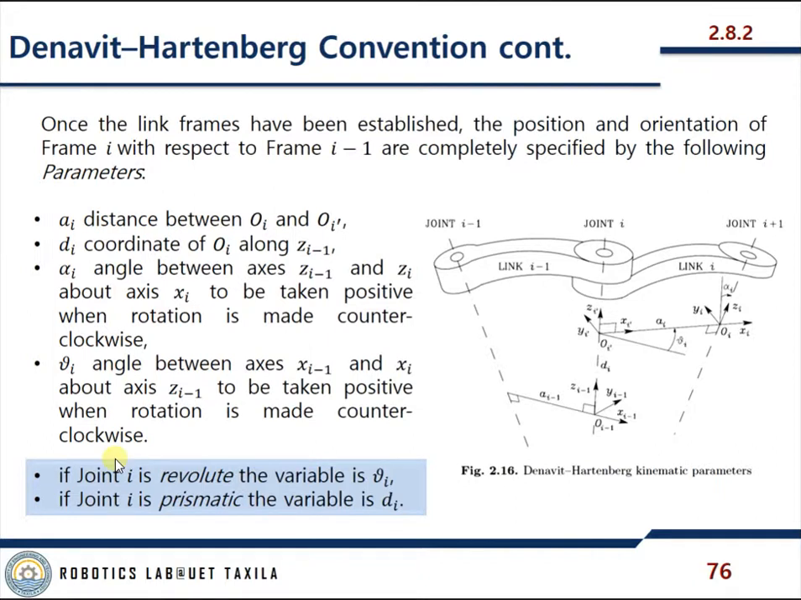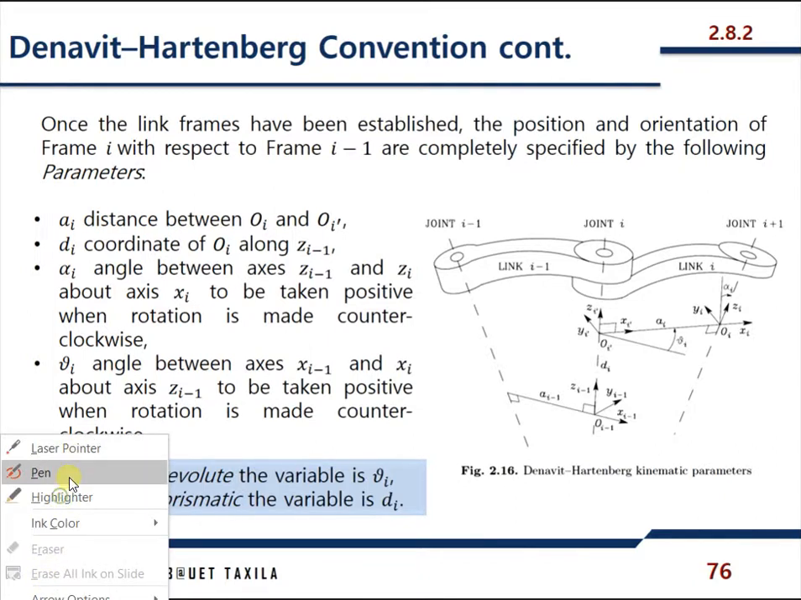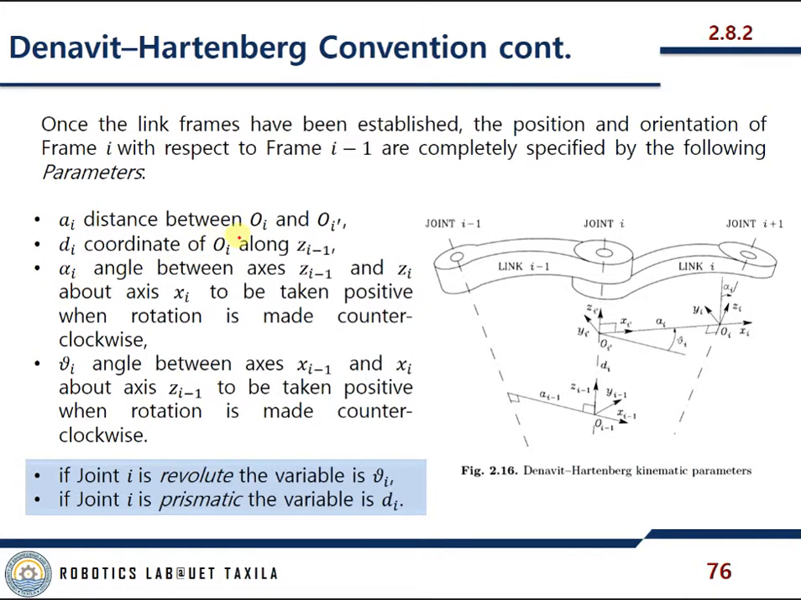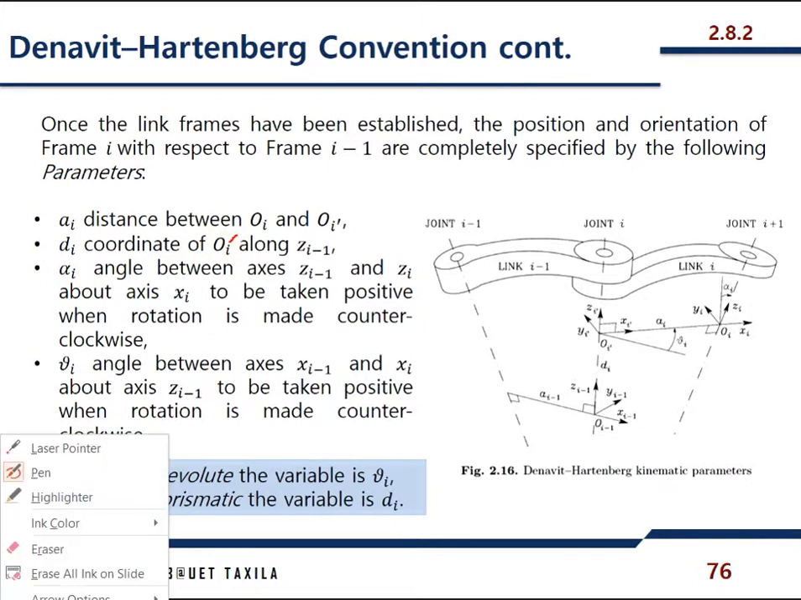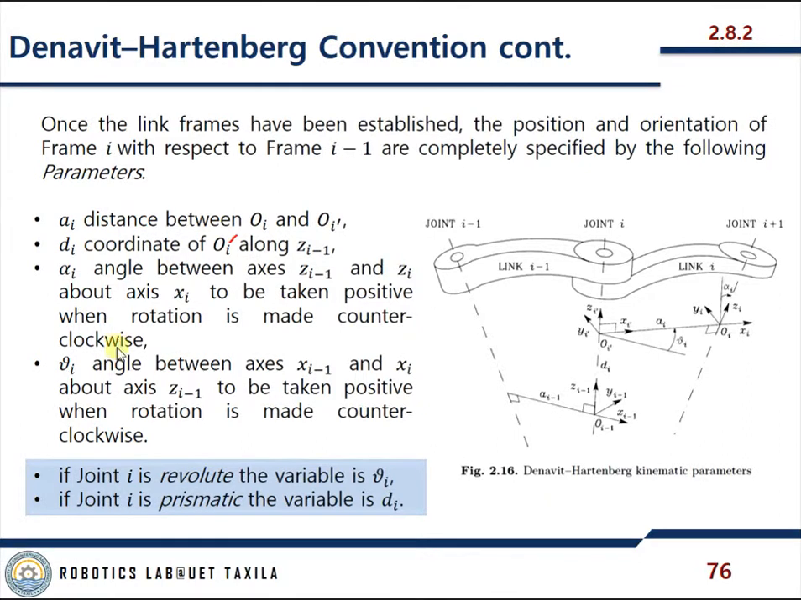I'm going to put this dash over here, on this one. Alpha i denotes the angle between axis Zi minus 1 and Zi about axis Xi. So we are rotating Zi minus 1 about axis Xi to make it form like this, from here to here, from Zi minus 1 to Zi.